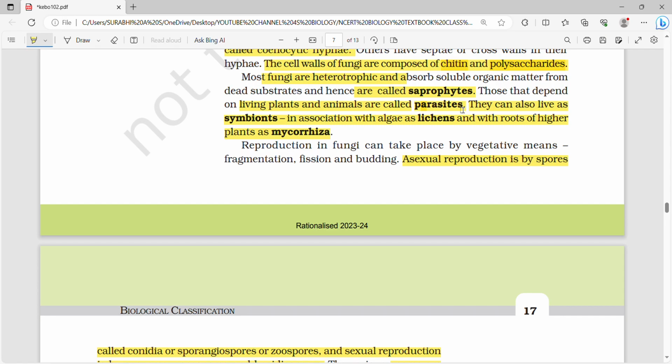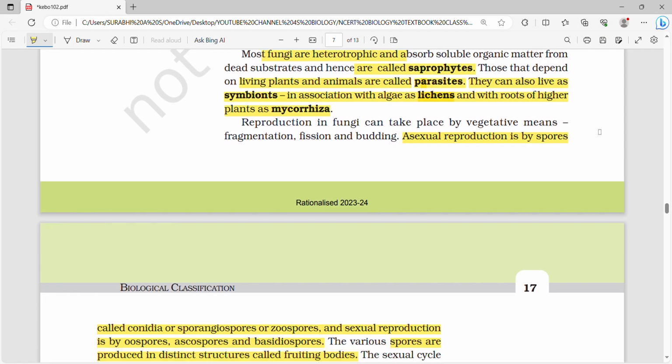They can also live as symbionts in association with algae as lichens, and with roots of higher plants as mycorrhiza. So if it is in association with algae, it is called lichens. If it is in association with roots, it's called mycorrhiza.